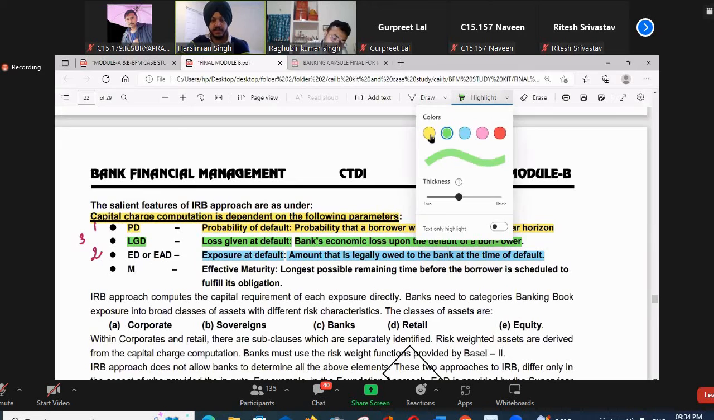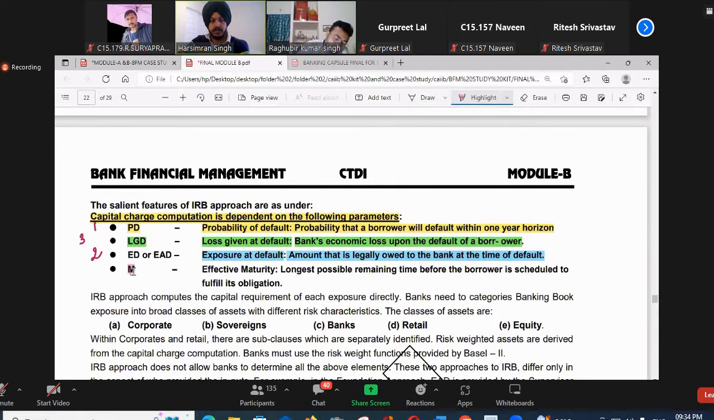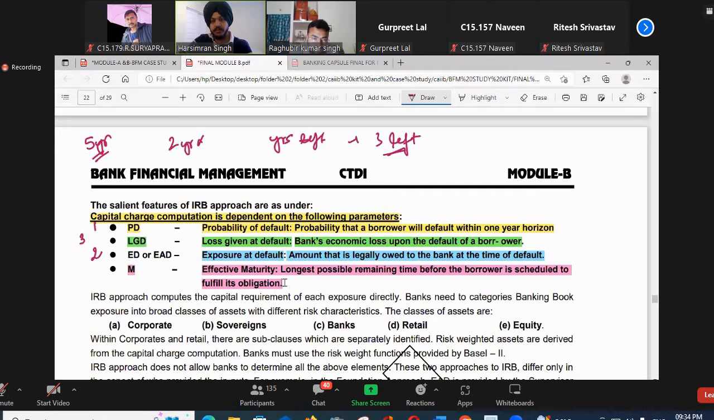And last is effective maturity. Effective maturity is the remaining time before the loan is going to get over. अब इधर देखो, suppose करो, the loan is given for 5 years, but 2 years are over. So how many years left? 3 years are left. Yes or no? Yes. So this is the effective maturity. Clear हो गया? The remaining time.